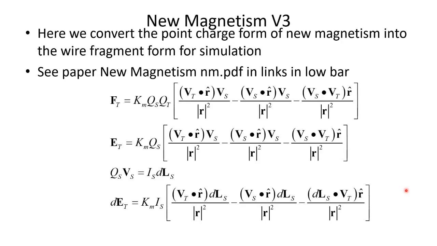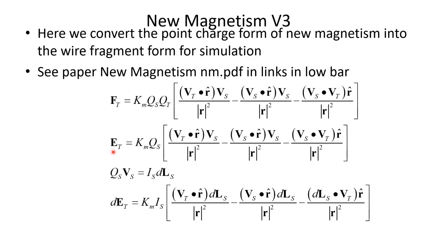Okay, and now we're going to use new electromagnetism, because now it computes all the velocities. You'll notice that the source velocity is all contained here. So the first thing we're going to do here, because we're going to start turning this into a fragment equation instead of a point charge equation, is put it into the terms of what I'm going to call, with air quotes, electric field.